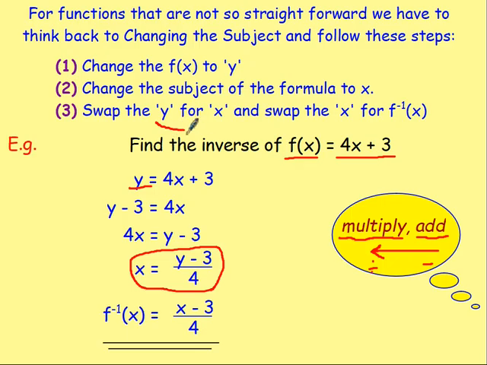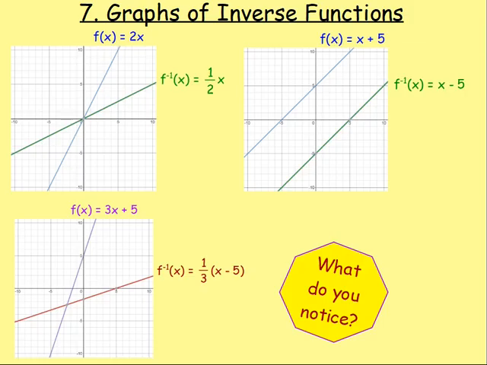Once you do that, you swap the y with x. So instead of y take away 3 over 4, you've got x take away 3 over 4. And you also swap the y for f to the minus 1 of x. So therefore you will say then that f to the minus 1 of x, the inverse function, is equal to x take away 3 over 4. So that is how you'd find the inverse.